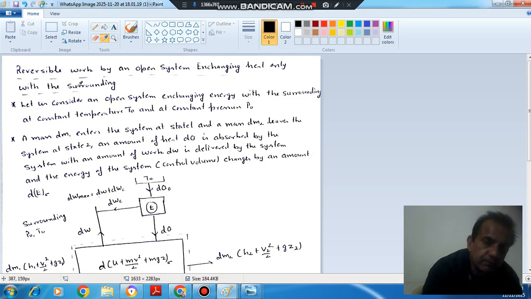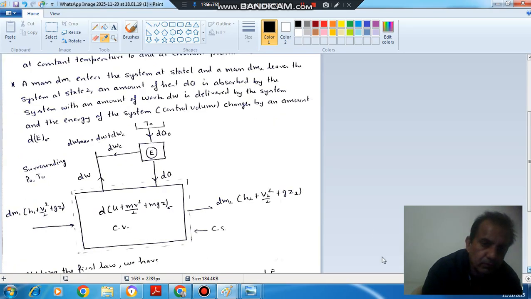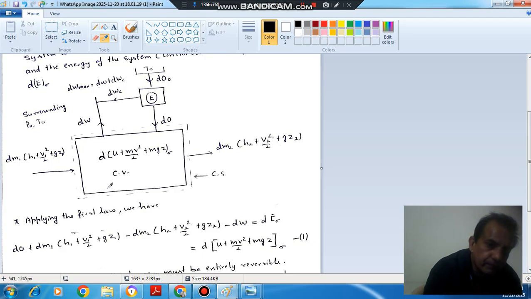Next topic in the chapter of availability is reversible work by an open system exchanging heat with the surrounding only. So here, suppose this is your open system and we are considering elementary things. Suppose elementary mass dm1 is entering the system and dm2 is leaving the system.